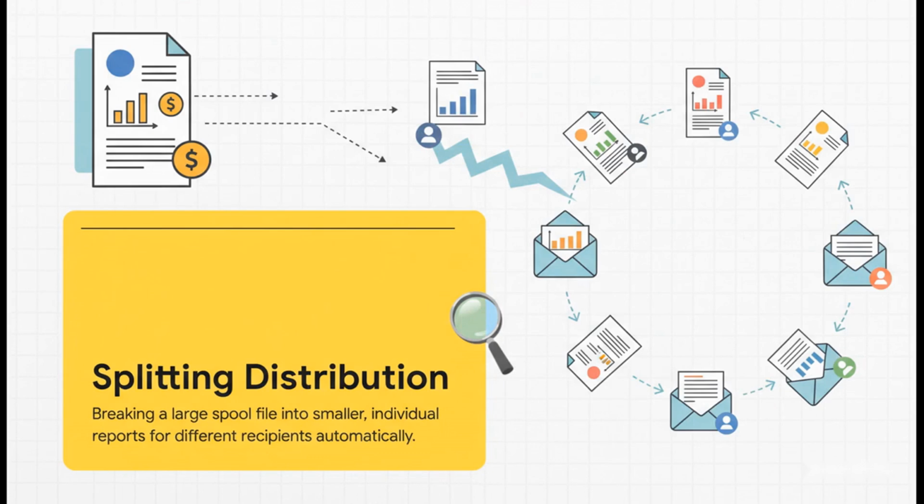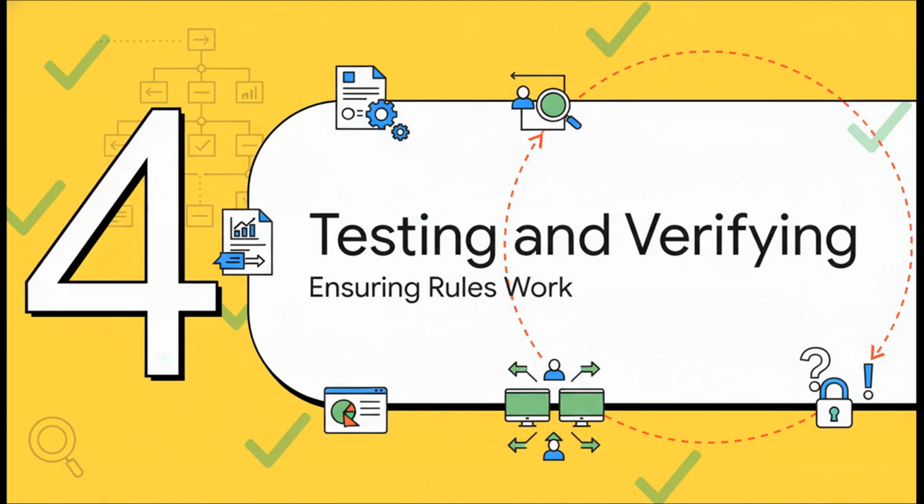Okay, we have to talk about splitting, because this is a massive time saver. Picture a giant sales report for the whole company. With the splitting rule, SpooliT can actually read the report, break it apart by salesperson, and then automatically email each person only their section. No more manual cutting and pasting. It's amazing.